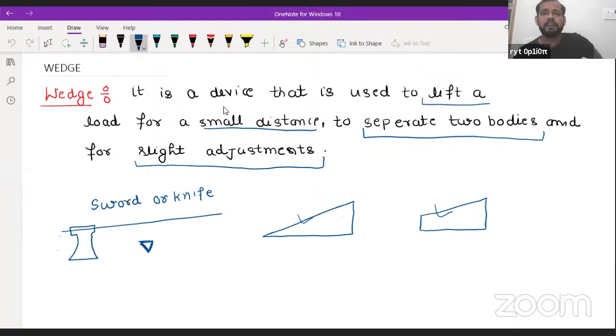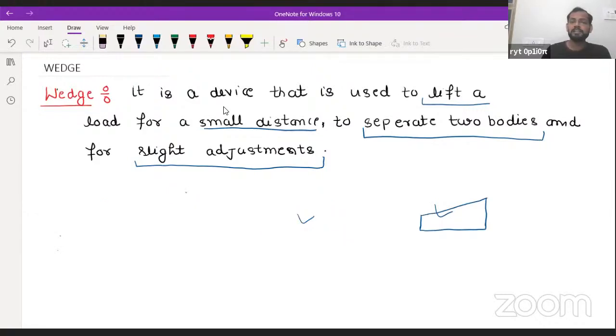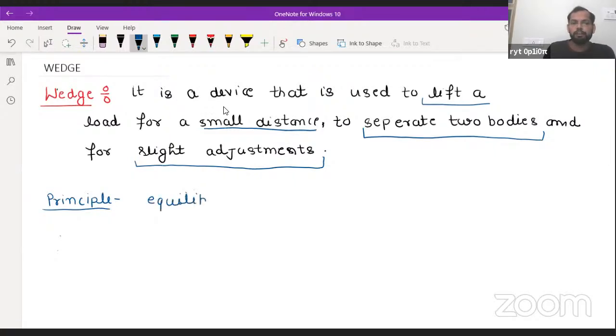Is it okay? Fine. Now, here we are interested in doing the analysis over wedges. So on which principle does this wedge work? Right now I am discussing the principle of wedge. So what is the principle? It works on the principle of equilibrium of inclined planes.